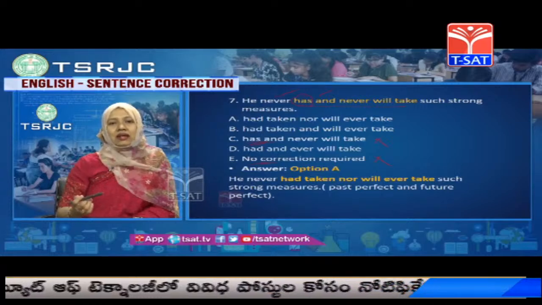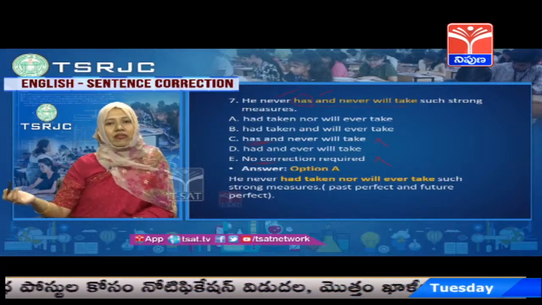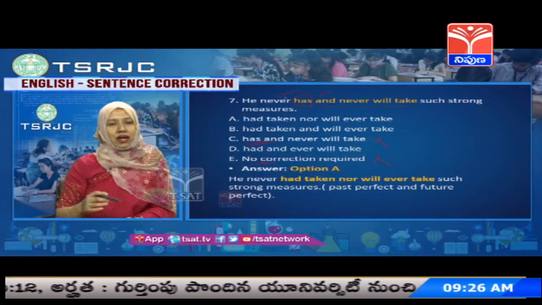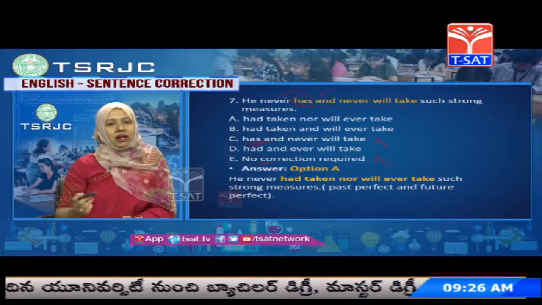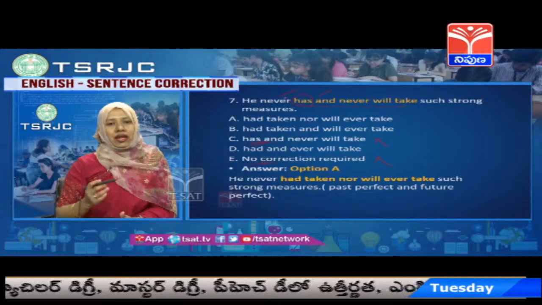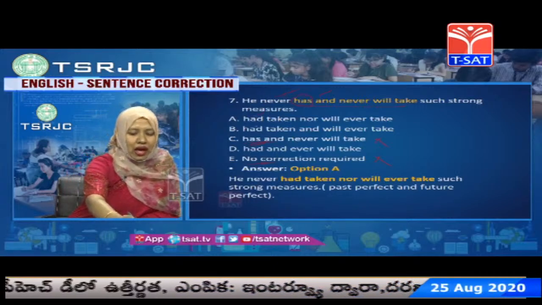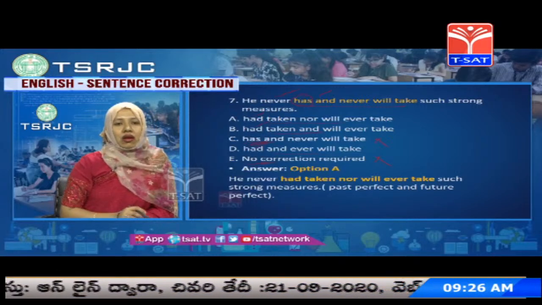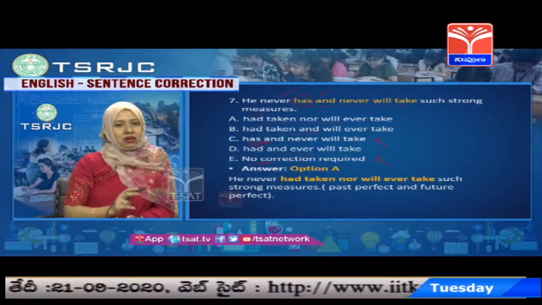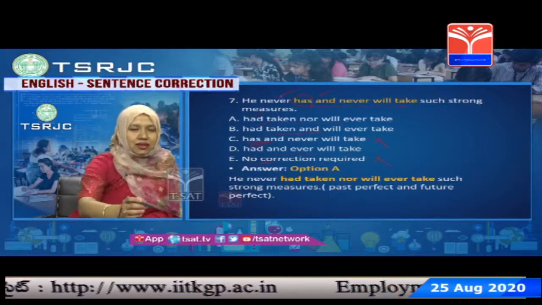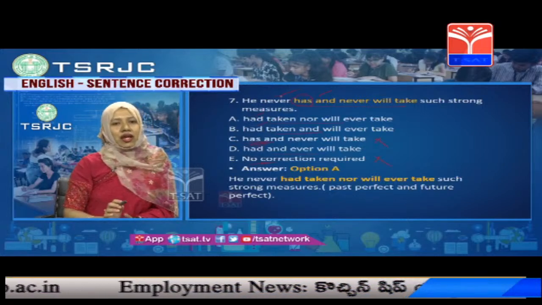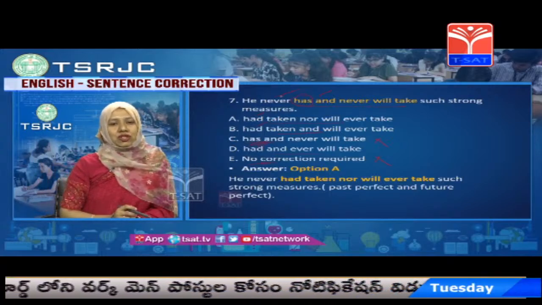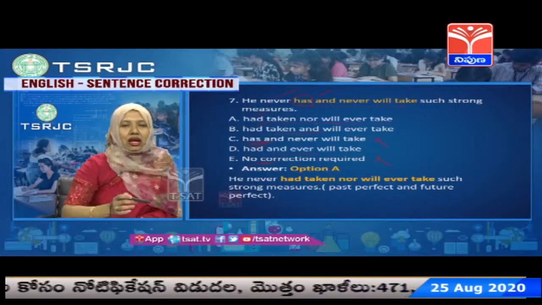Now had, what should come? Had and never will take. Whenever never is there, never means you are not going to do anything again. So along with that we will use nor. He never had, we got the option had. Now next, what part should come? When we are talking about never, that means he had not done anything wrong, nor will ever take such wrong measures. He will never do such things in the coming future.